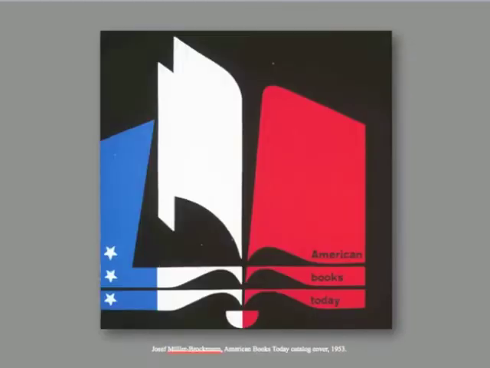Josef Müller-Brockmann sought an absolute and universal form of graphic expression through objective presentation. He did a lot of photographic posters in which the image is treated as an objective symbol that gains impact through its scale.